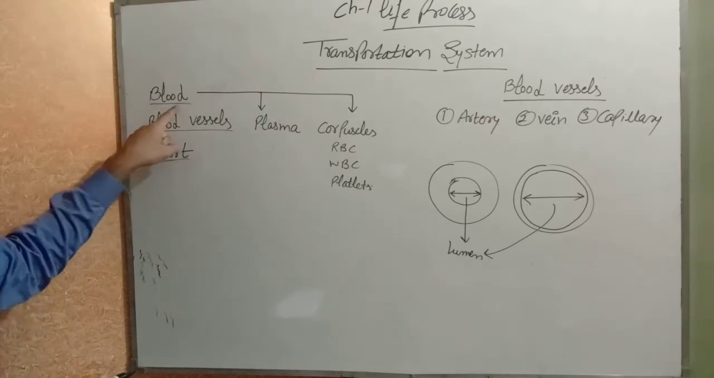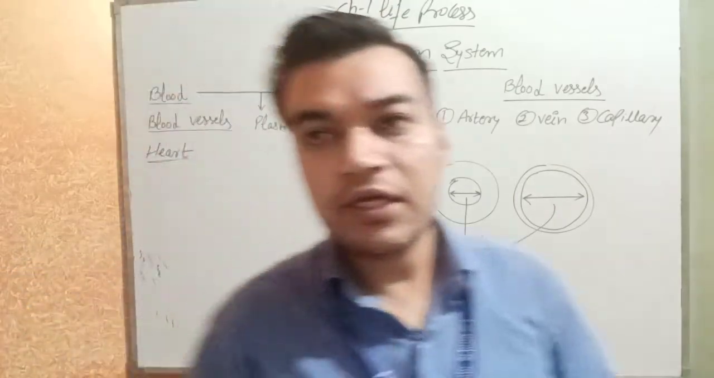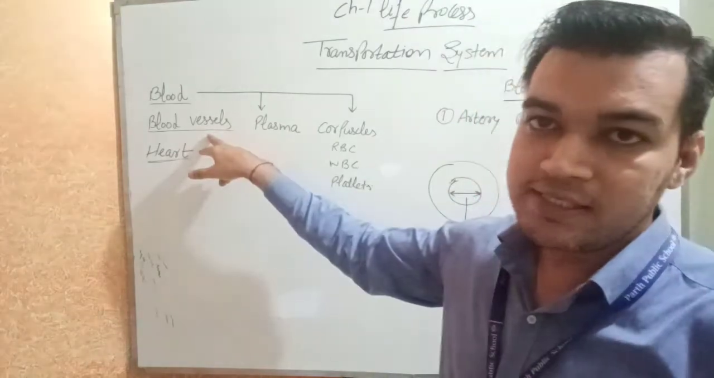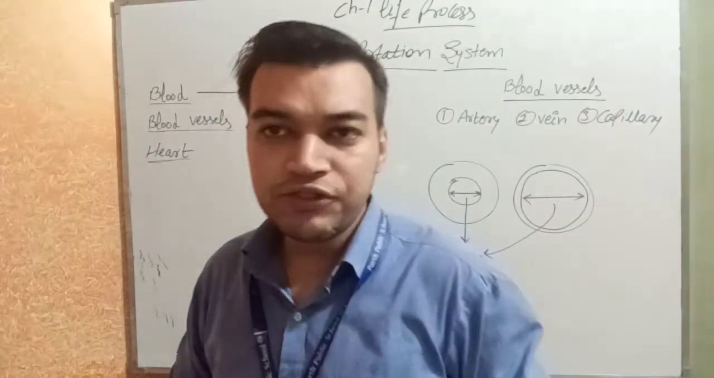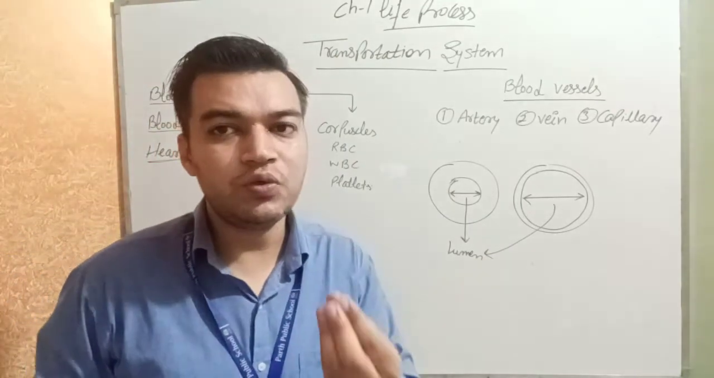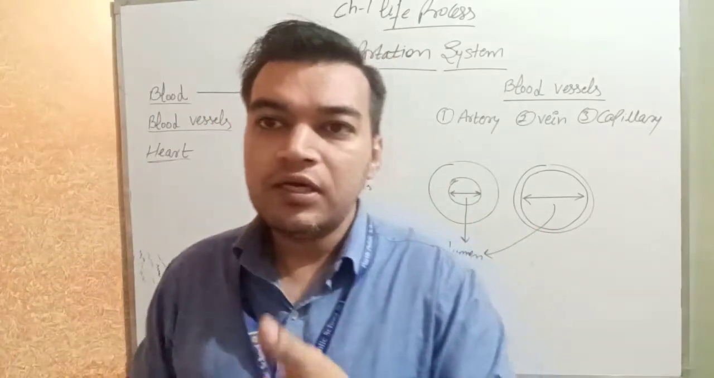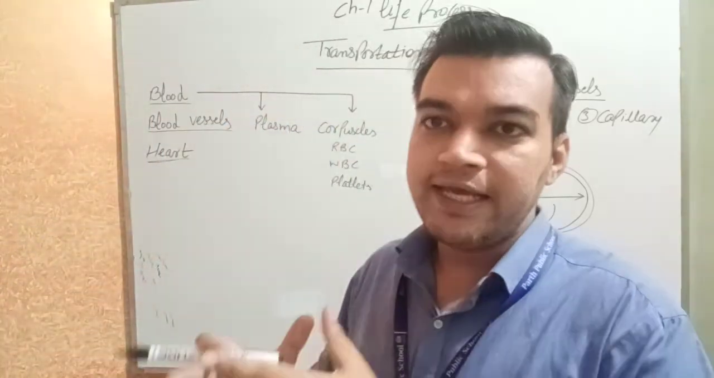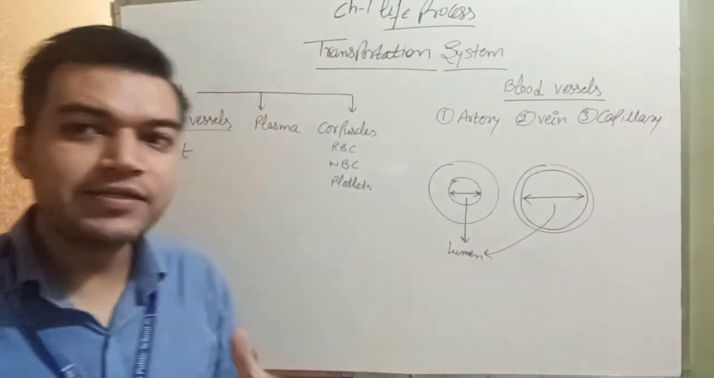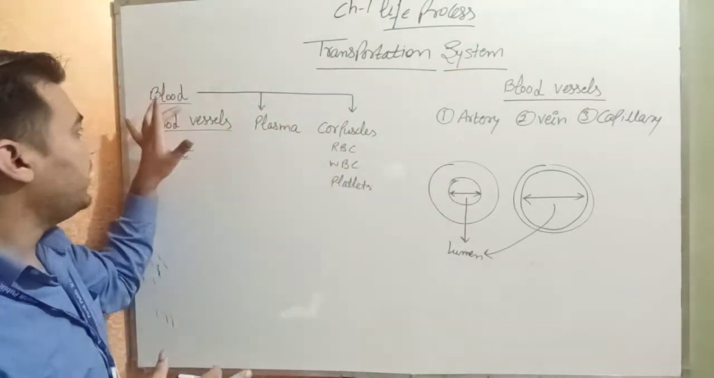Number one, blood. Blood is a movable red color fluid that is carried by the blood vessels. The main function of blood is to supply the nutrients and oxygen to the cell and absorb the undesired components of cell like carbon dioxide and other toxic substances. It also carries hormones in a human body. This is the function of blood.